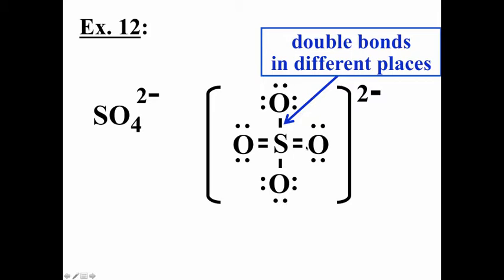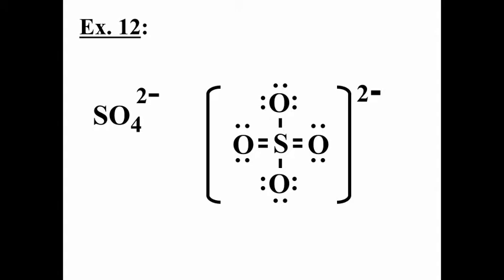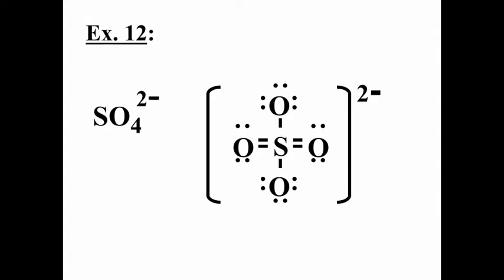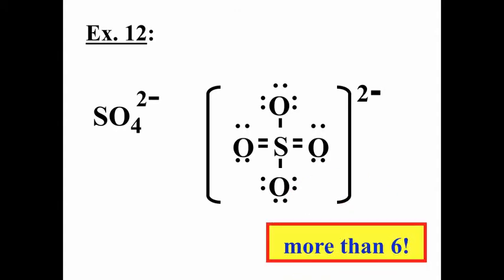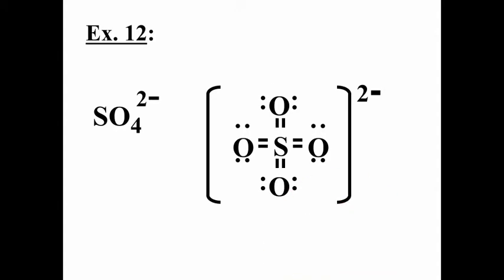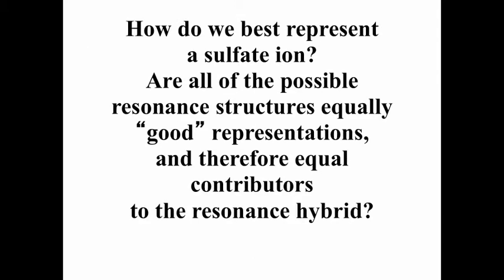Now, how are we going to determine which of these Lewis dot structures is going to be the best way to describe the sulfate ion? And in fact we could have more double bonds. Well, how do we best represent the sulfate ion? All of the possible resonance structures in a sense are equally good representations because they all meet our rules. They fulfill octet, or they go past an octet when they're allowed to. And so it seems like they could all be reasonably equal contributors to our resonance hybrid. But no, that's not going to do it.